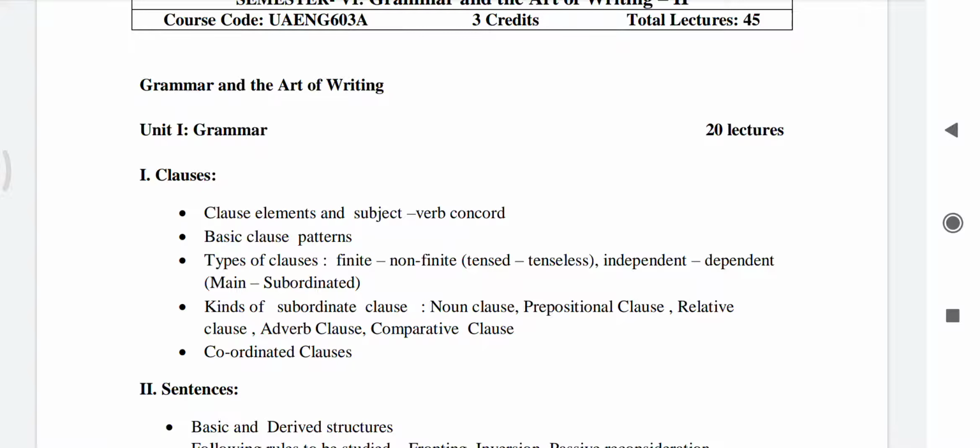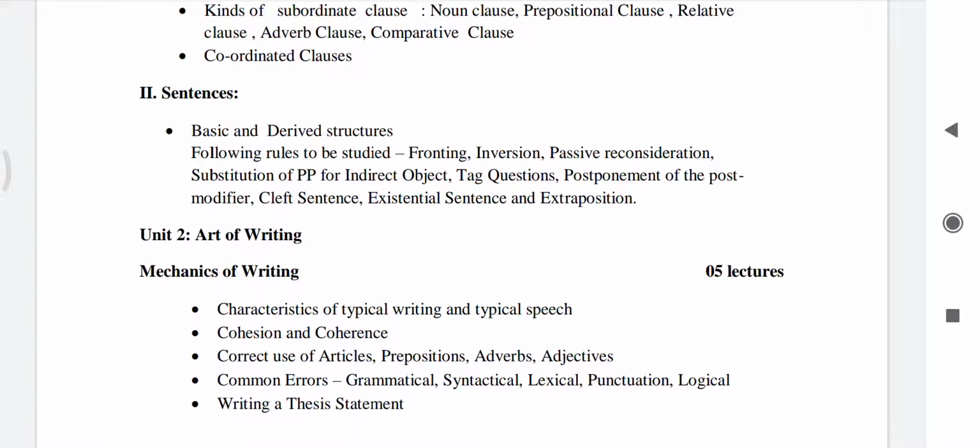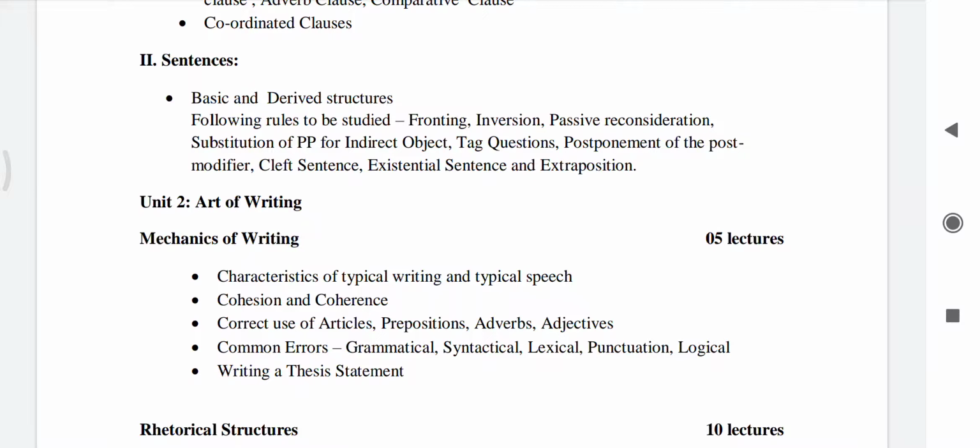We have seen there is coordination, and the coordinating clauses also need to be studied. Sentence, the further part of the clause, is the sentence. It is bigger than clause patterns. But what types of sentences? Basic and derived sentences or structures.